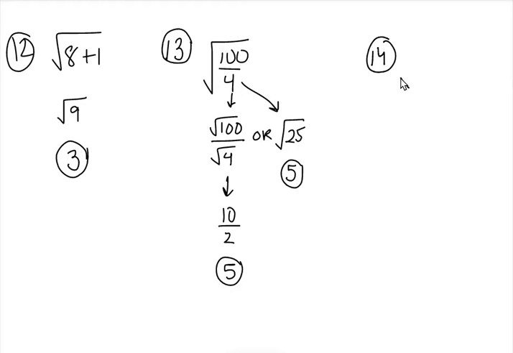14. Square root of 187 minus 18. So again, we'll simplify first. Subtract, say 187 minus 18 is 169. The square root of 169 is 13.